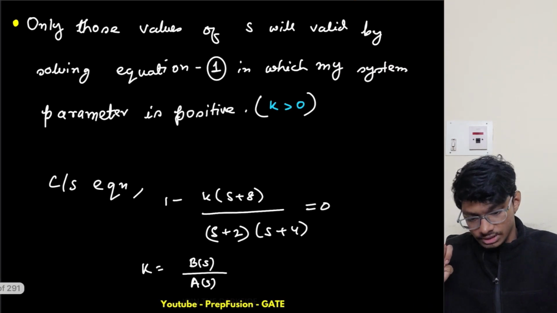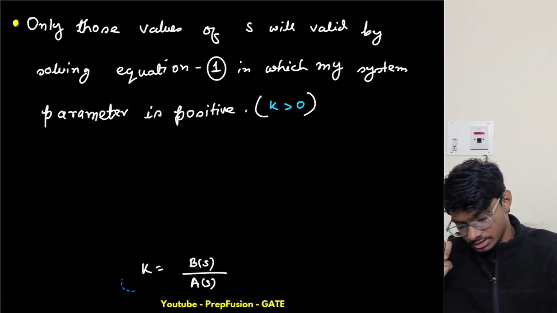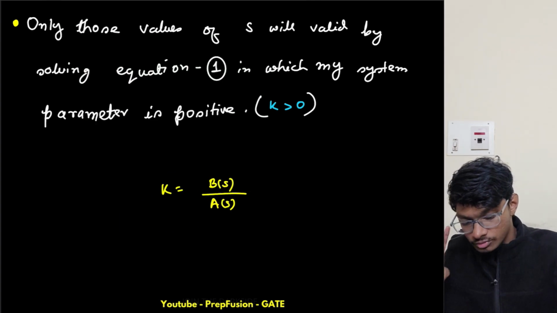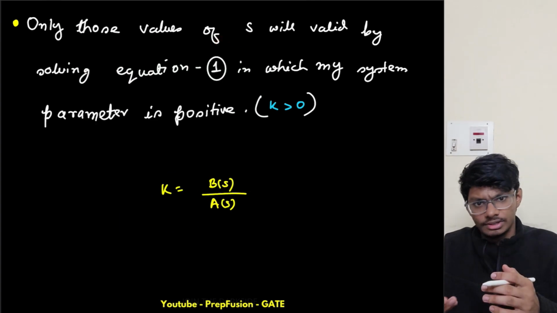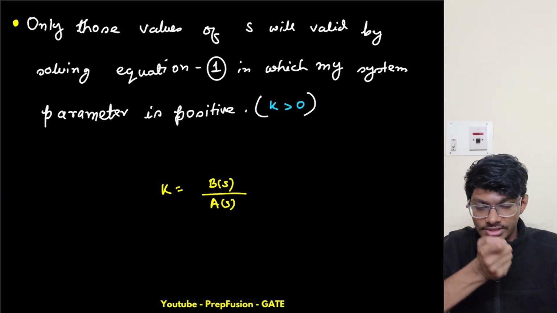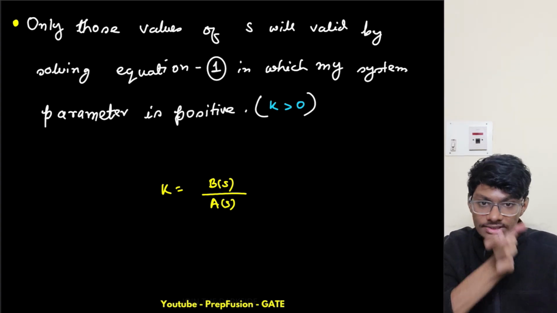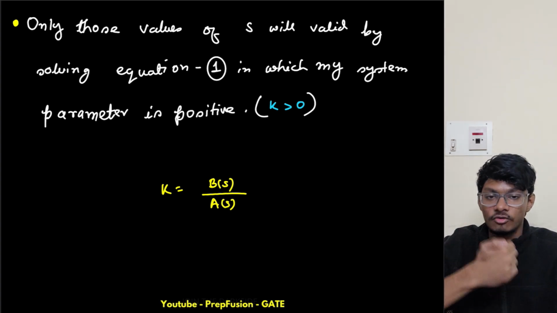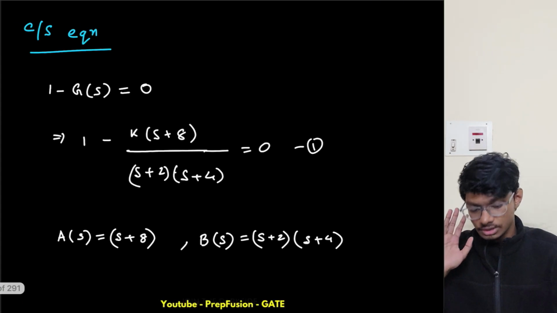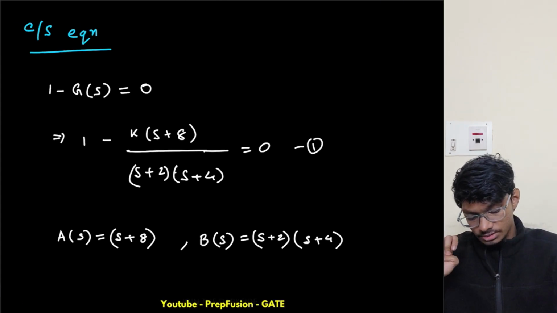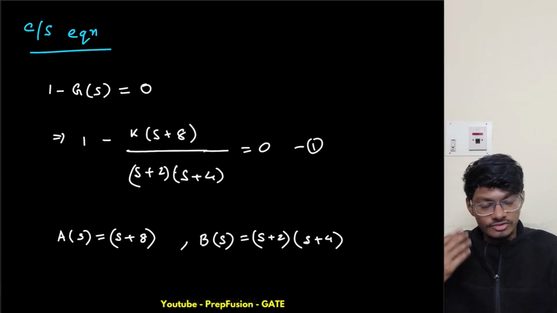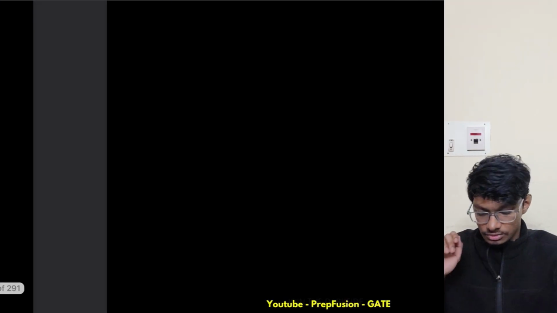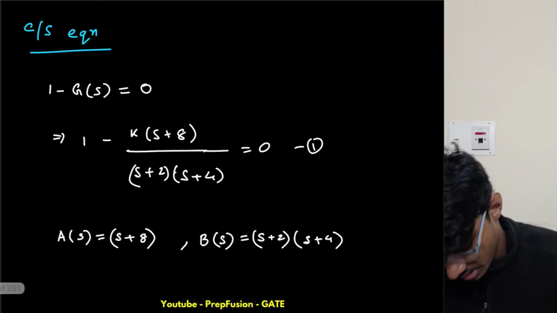We'll see my system parameter k this time. Only those values of s will be valid, as I mentioned earlier also: if I put that value of s and my k becomes positive, then it is a valid break-in or breakaway point. Else if my value of k comes negative, it will be an invalid point. So that you have to understand. Now let's solve this. If you solve this, you will get the same solutions as the previous one, the same 3 points.